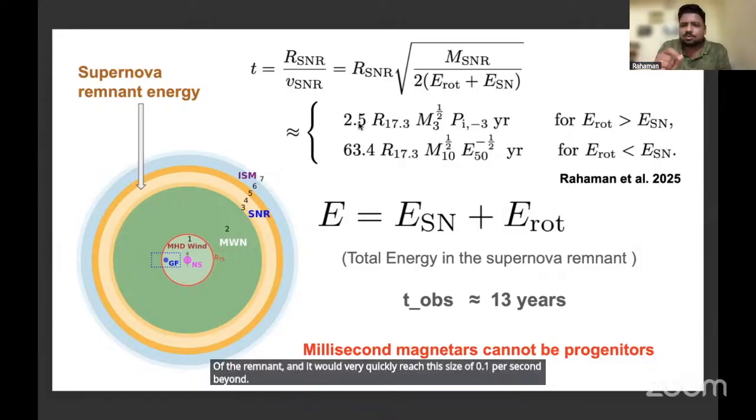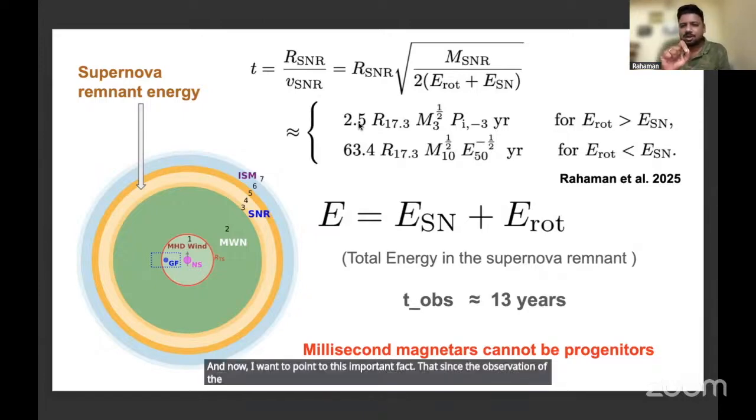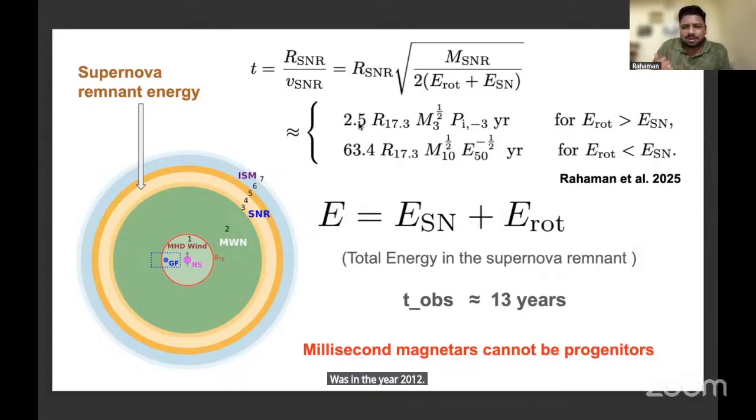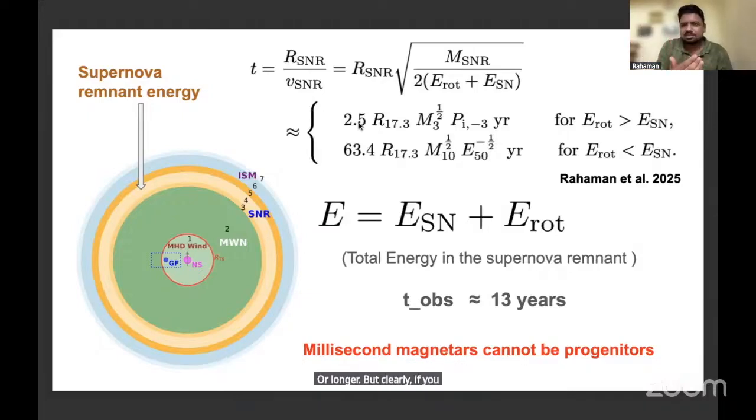And now I want to point to this important fact that since the observation of the first burst of FRB 121102, which by its very name was in the year 2012, 13 years have elapsed till now. That means if you are considering a PRS associated with FRB 121102 powered by a common magnetar progenitor model, it at least has to be 13 years old or longer. But clearly, if you see this number for the millisecond magnetar progenitor model, this time scale of 2.5 years is much less than the 13 years that you would actually require at the very least.